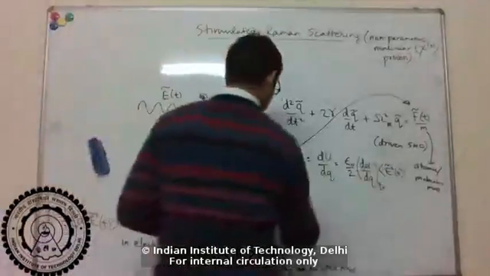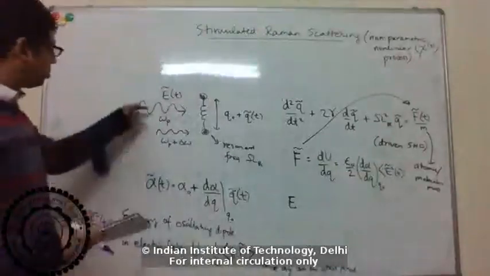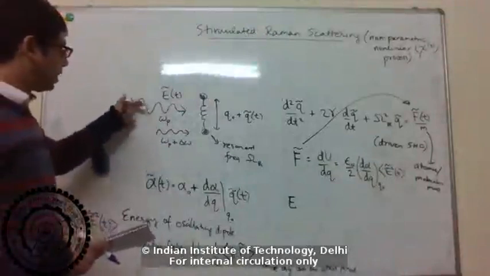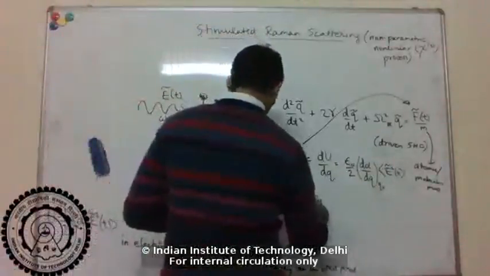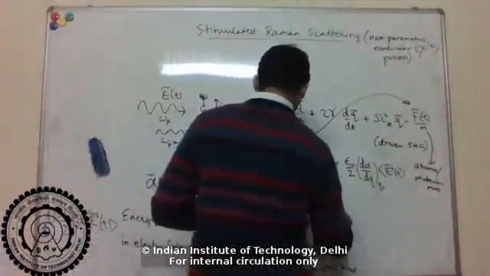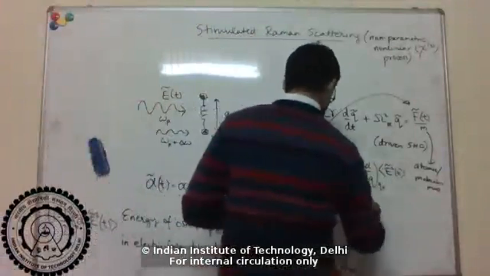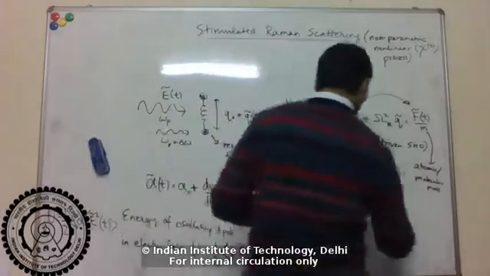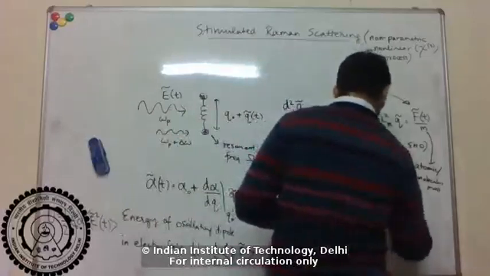Now let's assume an electric field due to the optical wave. We're considering a strong wave at omega p and another weak wave, so let's say we have two frequencies present here. One is the pump with amplitude AP, and the other one is a Stokes wave with a slightly lower frequency.